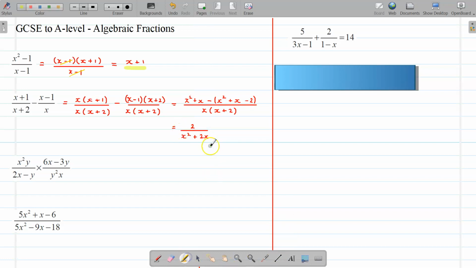Okay, so let me just underline that. Now in the third one, we have two fractions multiplied together. So what I'm doing here is looking for opportunities to cancel and factorize as soon as possible. And I'm also going to write this out for you in full, just so you can understand the cancelling process.